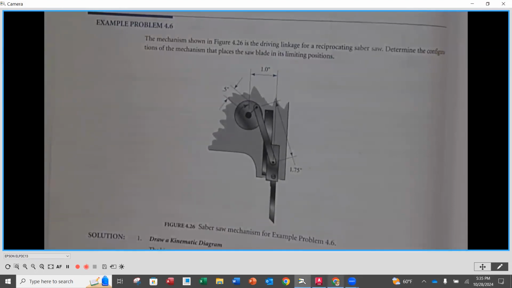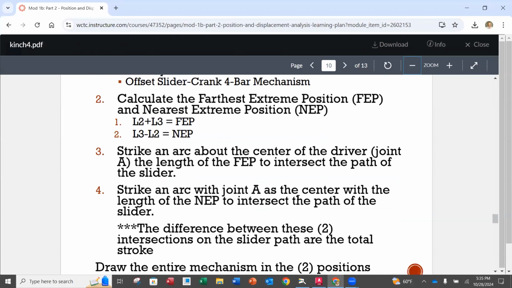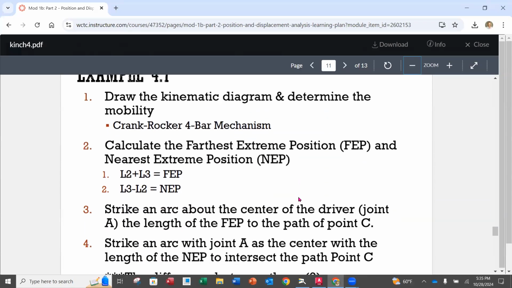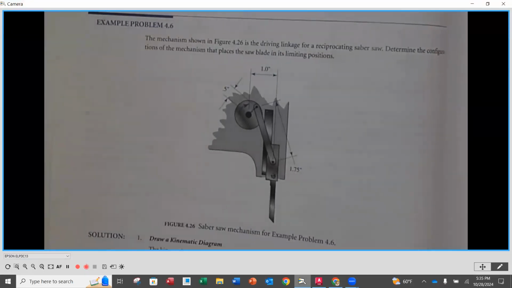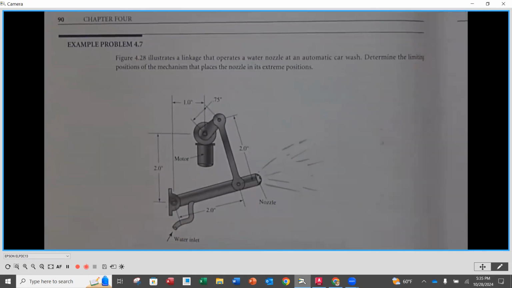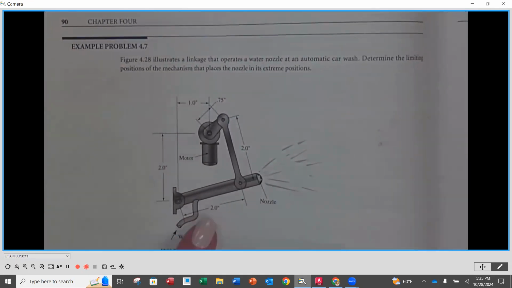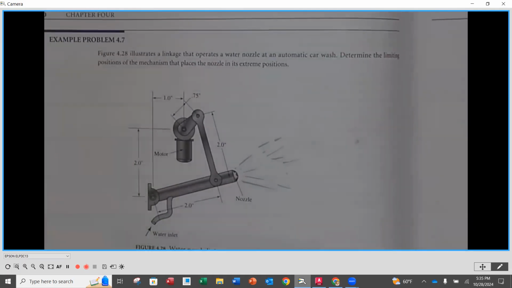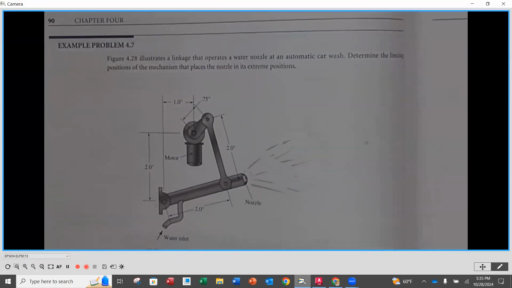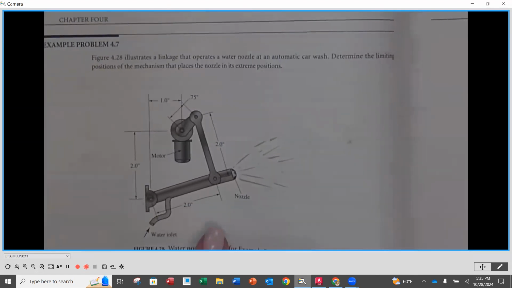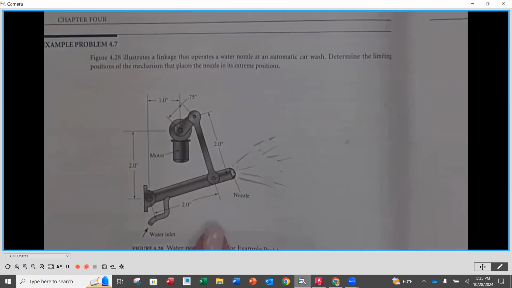Then we are going to go to our next example. So if I go back over here, did this one, we're going to look at our next example, which is going to be 4-7. I'm going to go underneath again, turn the page. 4-7 is found at the top of page 90. And here we're going to draw the kinematic diagram and show the limiting positions of the automatic car wash nozzle mechanism that we see here.